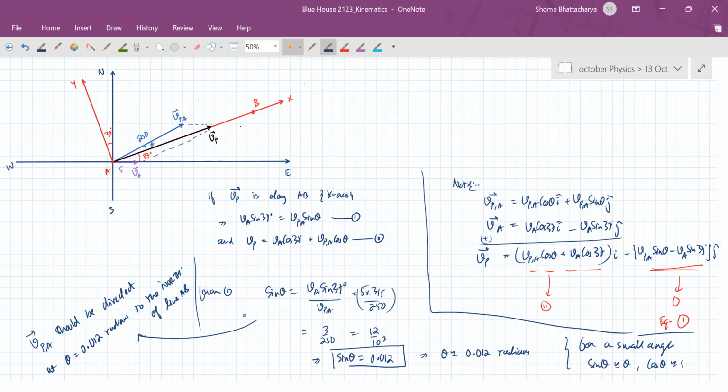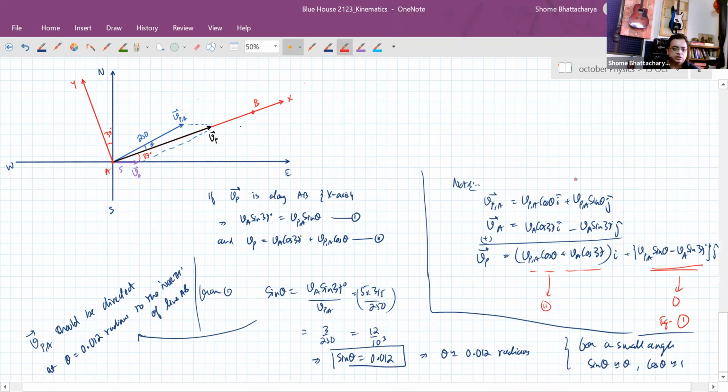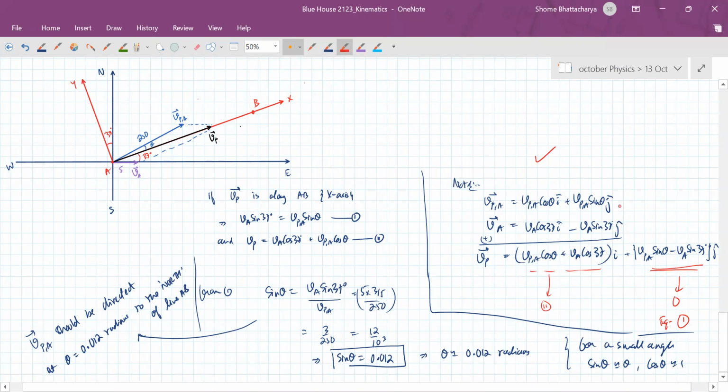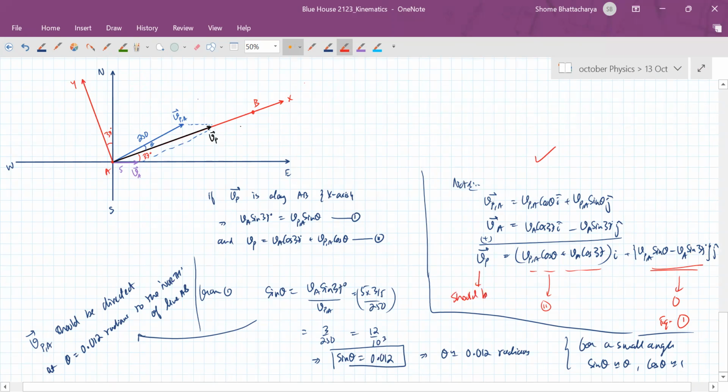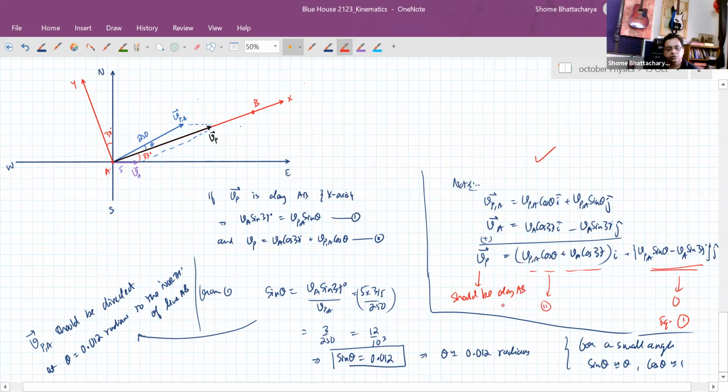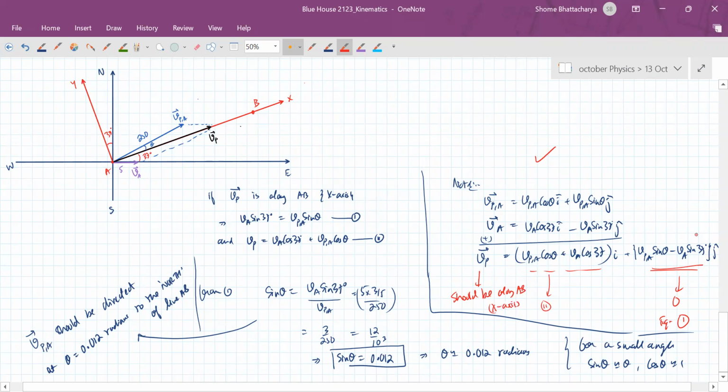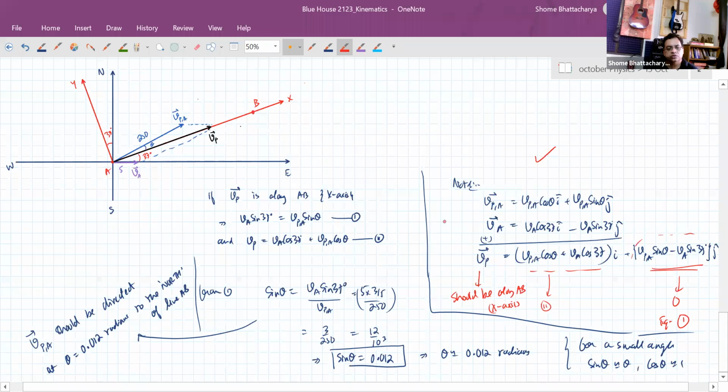Yes, so why did you take in the first equation VA sine 37 to be equal to VPA sine theta? Yeah, so that is what I've explained over here. If you resolve these vectors in this way, this is the relative velocity of the plane with respect to air. This is the velocity of the air. So the vector sum becomes this. Now what we want is that this should be along AB, which is our x-axis. So its y component should be 0. So put this term equal to 0 and you will get the first equation. Okay.